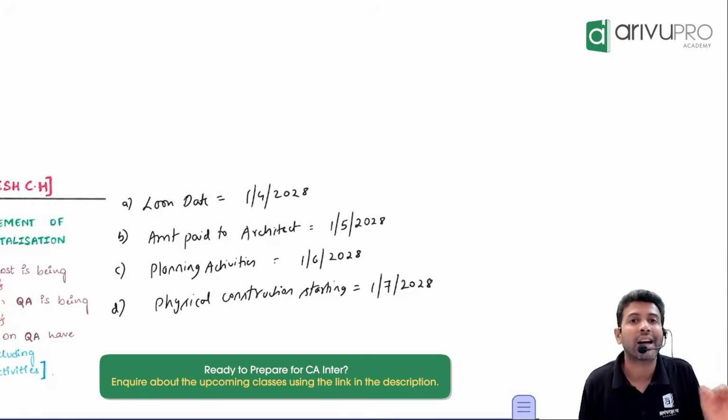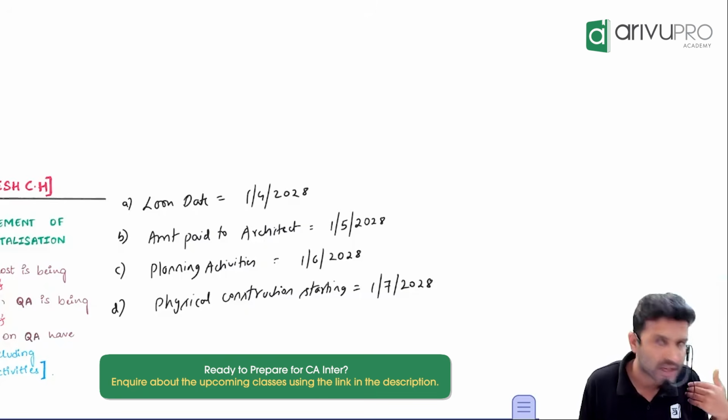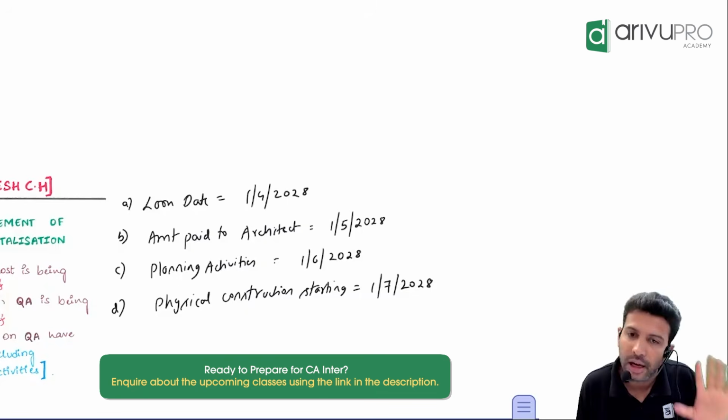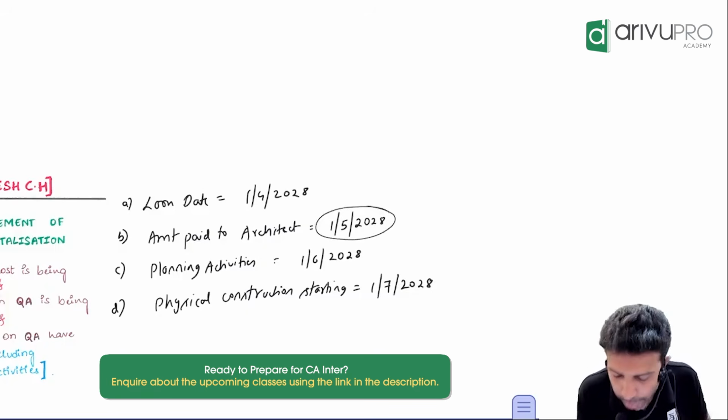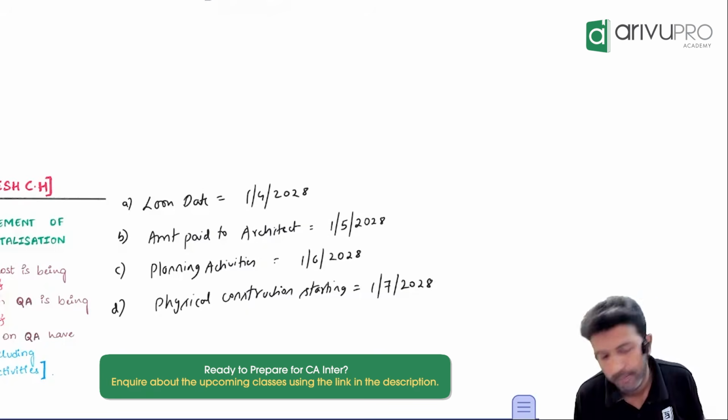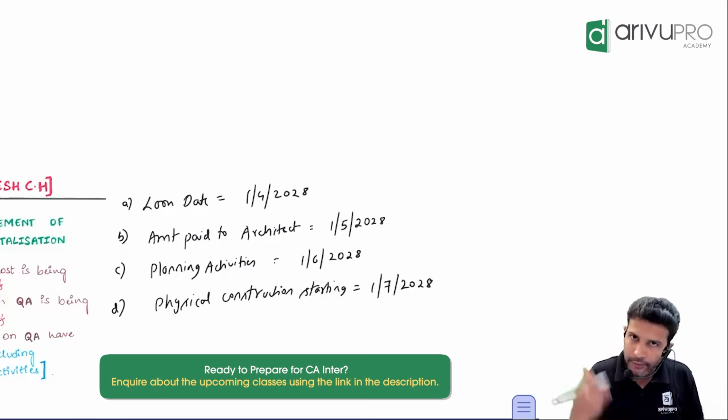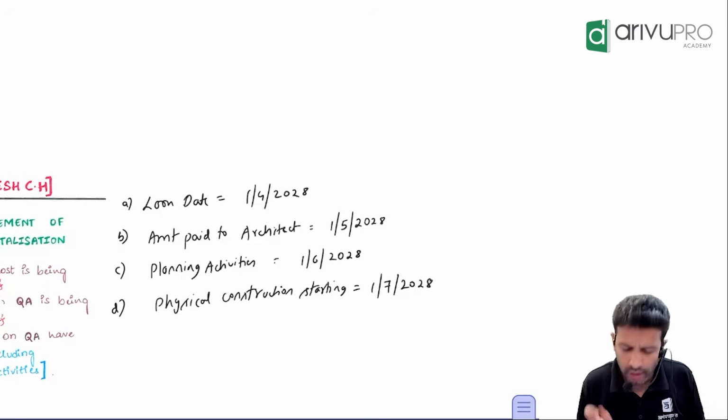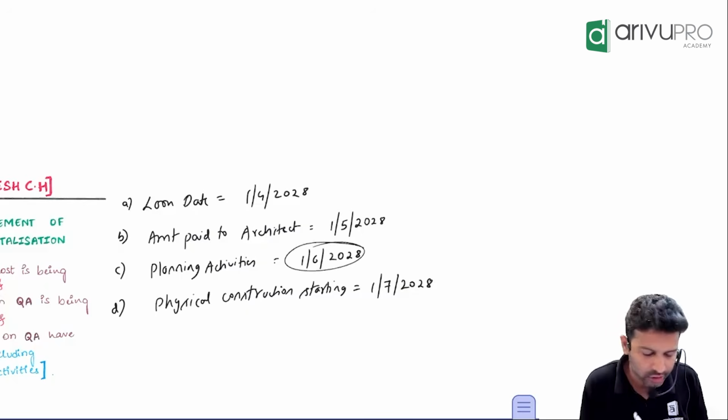Sir, the architect asked for an advance. He said, I will start the work only after you give me the advance. I gave that advance when? 1st May. Okay. Now, after the advance is received, the architect started planning activities on 1st June.